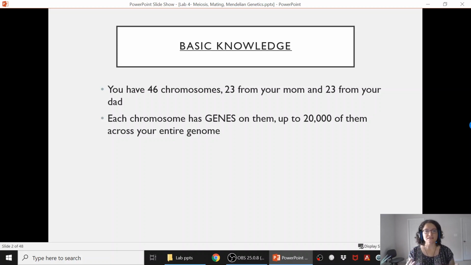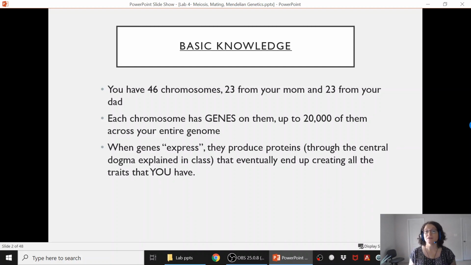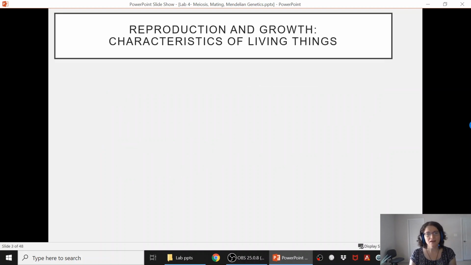So this is the key here, is that these genes help us make us who we are. And we're going to talk a lot about genes in the next several weeks, especially as we get into evolutionary processes and understanding how genes are acted on by evolution. So again, when genes express, they produce proteins. They eventually end up creating all the traits that you have, even some personality traits. Personality is a little bit complicated though. So how does this happen?